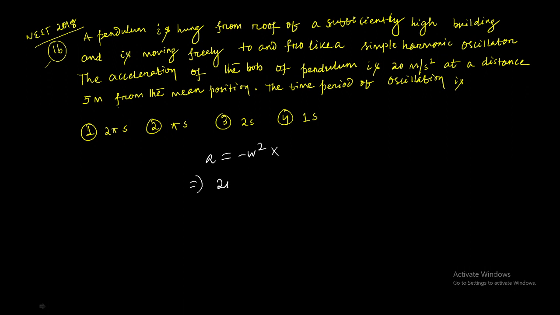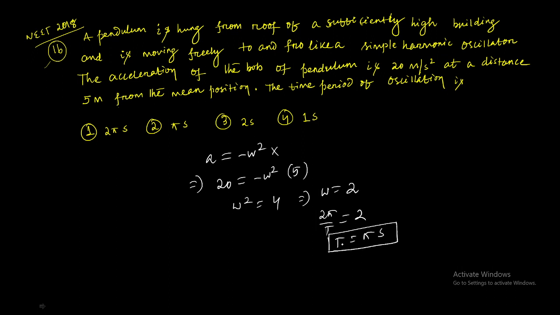So acceleration they have given 20 equal to minus omega square into x, they have given 5 from the mean position, right? So omega square, magnitude wise, you will get 4, right? So omega equal to 2. So 2 pi by T equal to 2. So T equal to pi seconds. So the time period will be pi seconds.